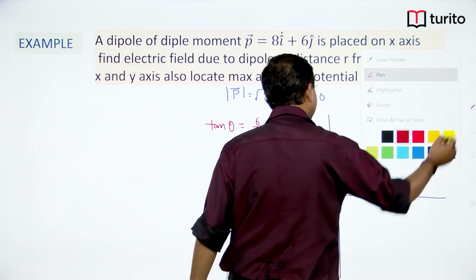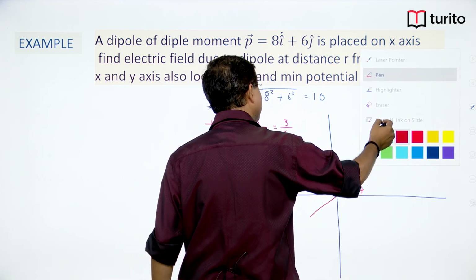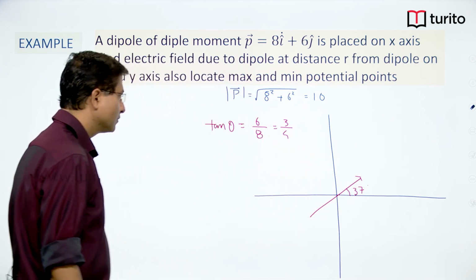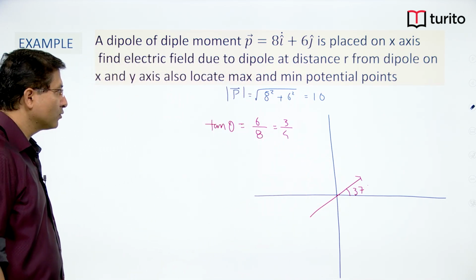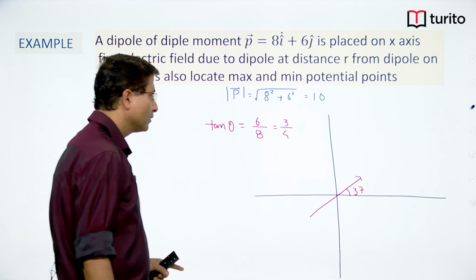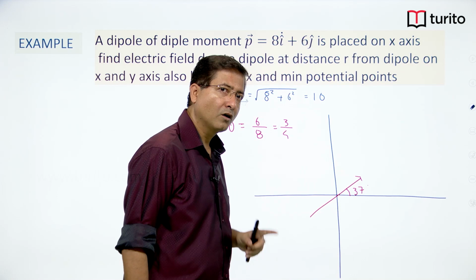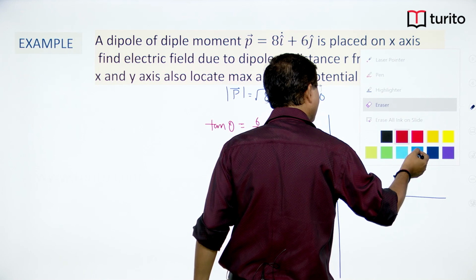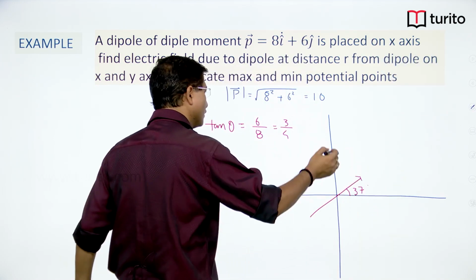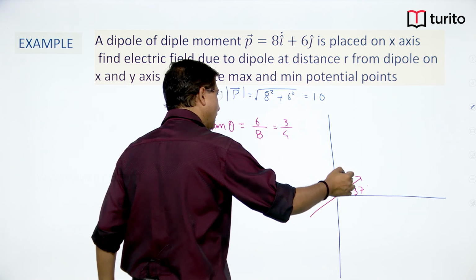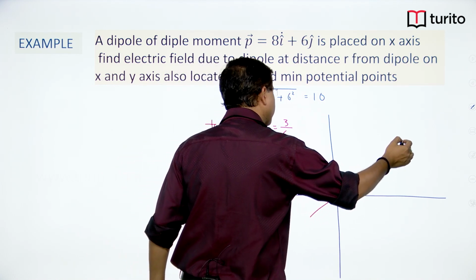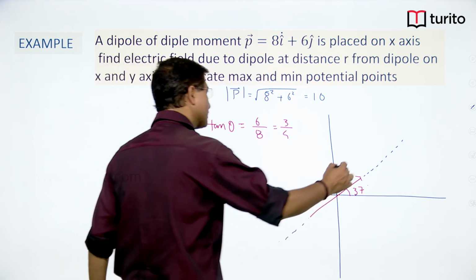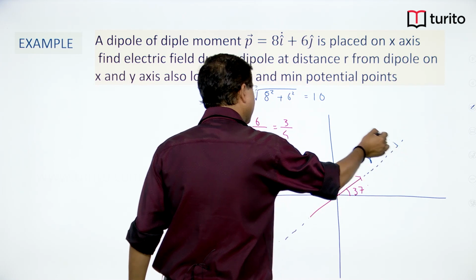Let us first see the second part. I want to locate the points of maximum and minimum potential. From here I will draw a circle of radius r, some small distance r.